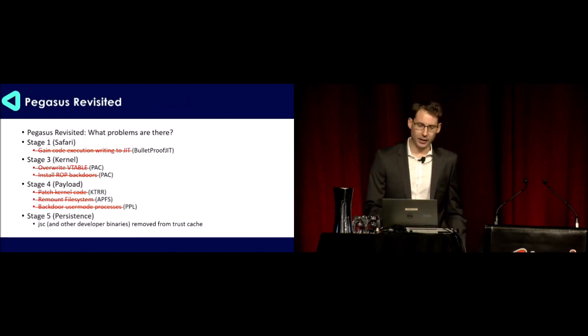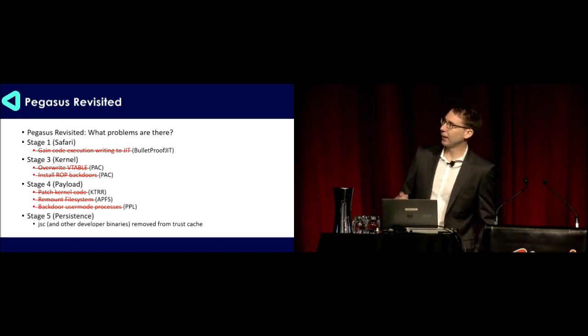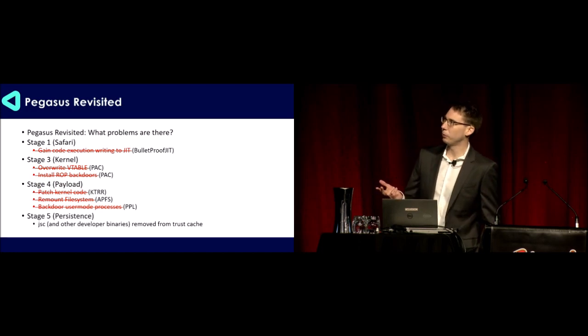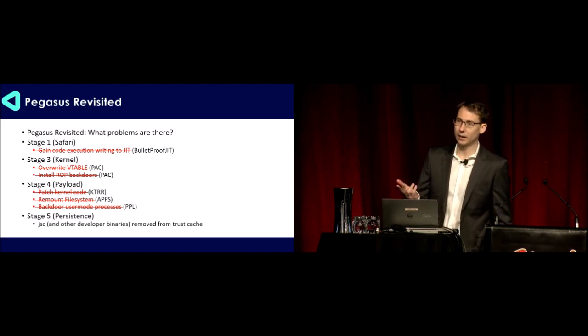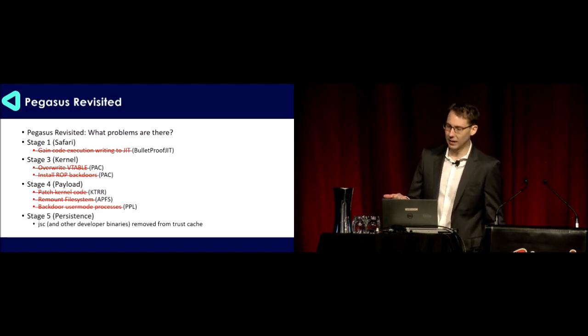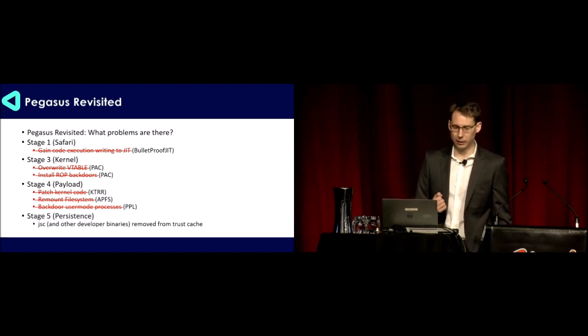If you look at how Pegasus worked, and Pegasus was only 2 years old, the structural changes that Apple have made have really significantly impacted how a jailbreak might work. They used to gain code execution just writing to the JIT. Now they have to worry about bulletproof JIT to get around that. They used to do a vtable overwrite, which is effectively mitigated by PAC. They previously installed ROP backdoors to get started. Again, PAC is a problem there. When they're weakening the controls for the system, they did multiple kernel patches, now no longer an option because of KTRR. Remounting the file system, they have to get around the APFS integrity stuff. And to backdoor any user mode processes, they now need a PPL bypass.